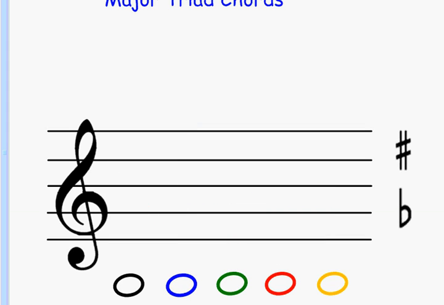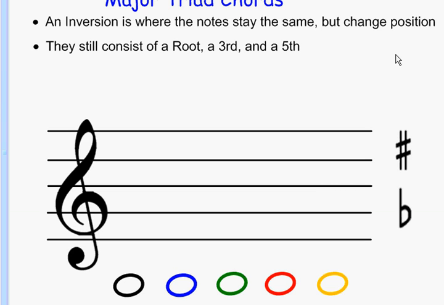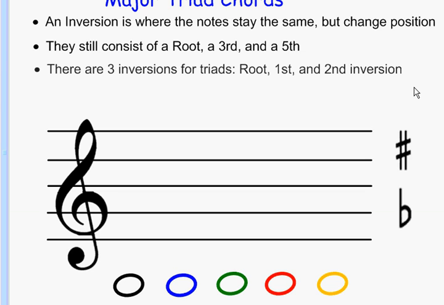The last part of major triads is the concept that you don't always have them stacked like a snowman, one on top of the other. These are called inversions. Inversion is where the notes stay the same, but they change position. They consist still of a root, a third, and a fifth, but they also have 3 different ways you can do that. So let's demonstrate this using our last chord.